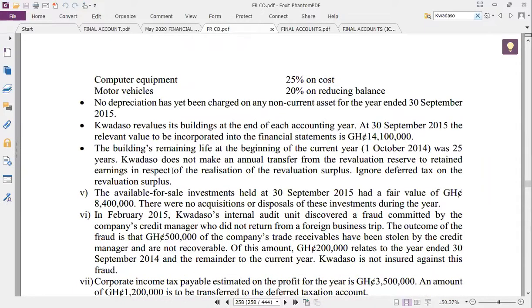Let's go to note 5, and I like note 5 because we are done with it. That's financial instruments. The available for sale investments held at the 30th September 2015 had a fair value of Ghana cedi 8.4 million. There were no acquisitions or disposals of this during the year. That's all. So how do you treat fair value? How do you treat available for sale investments in the books?